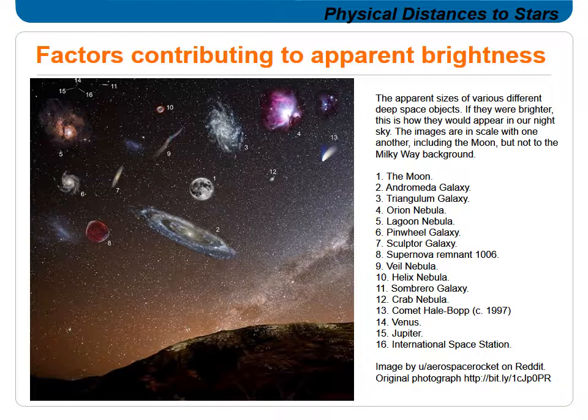This figure shows the apparent sizes of various deep space objects. If they were brighter, this is how they would appear in our night sky. The images are in scale with one another, including the moon, but not to the Milky Way in the background.